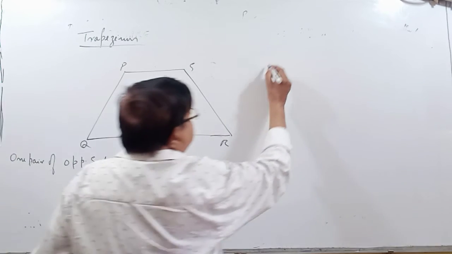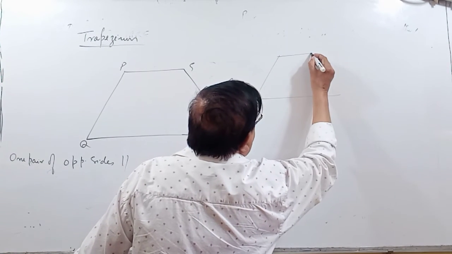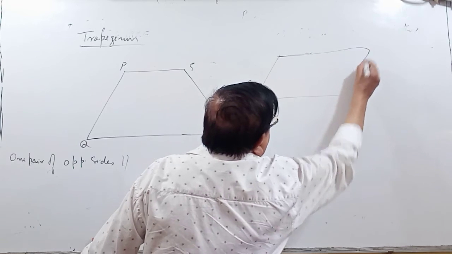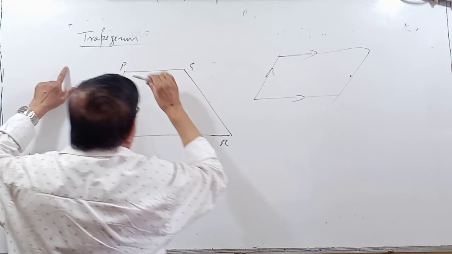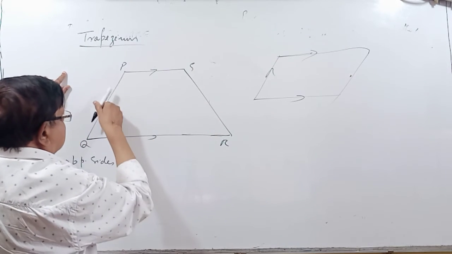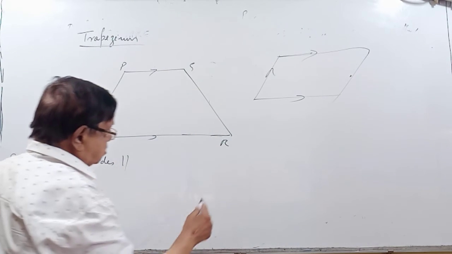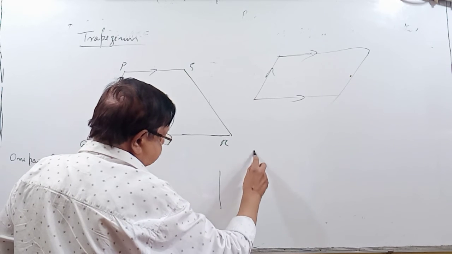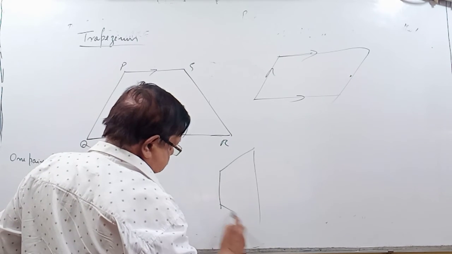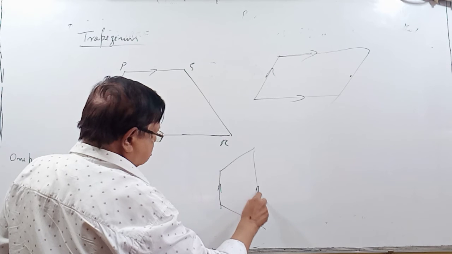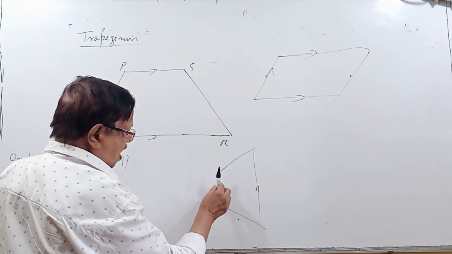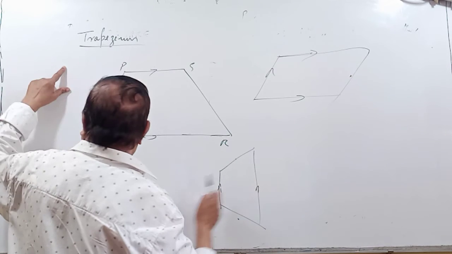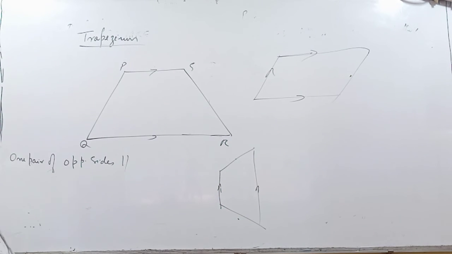See, a parallelogram is like this. This is parallel to this and this is parallel to this. Then see, this is parallel to this, but this is not parallel to this. You can also have it like this. This is parallel to this, this is not parallel to this. That is also a trapezium. One pair of opposite sides parallel. So I have written one pair of opposite sides parallel.